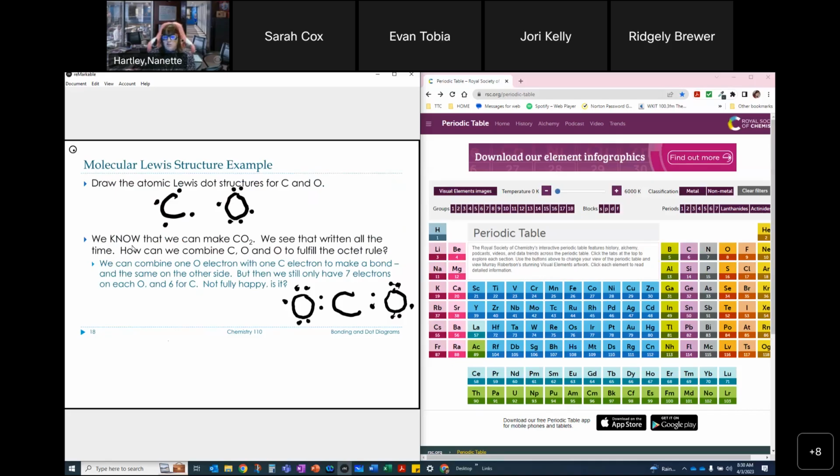Now, I know that I can make CO2, and we see that written all the time. How do I combine carbon, oxygen, and oxygen to fulfill the octet rule? I can combine one oxygen electron with one carbon electron to make a bond, and the same on the other side. If I do this, I can see that I have 1, 2, 3, 4 around this carbon, and 1, 2, 3, 4, 5, 6, 7 available to that oxygen. I have not made the octet yet for anybody. That's not a great situation.